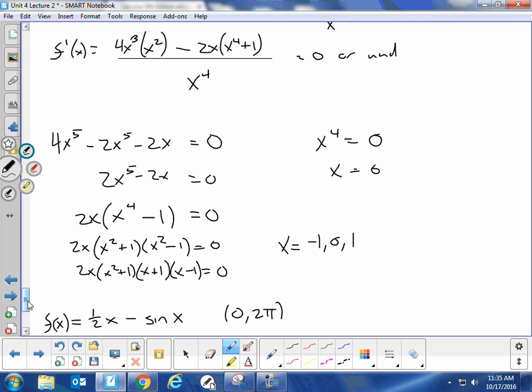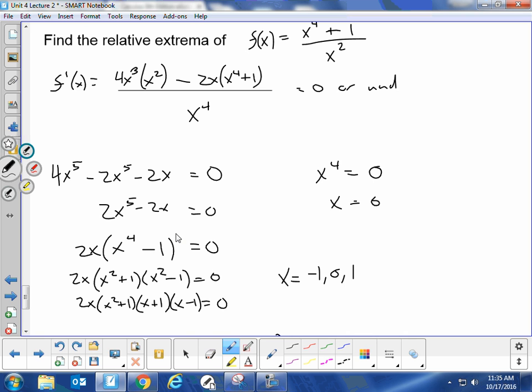You kind of just figure out from x to the fourth minus 1 that you have -1 and 1. You also have 0 in there. You have 0 both from the derivative being equal to undefined and from the numerator set equal to 0. Okay, so after I get that, now comes the analysis part.